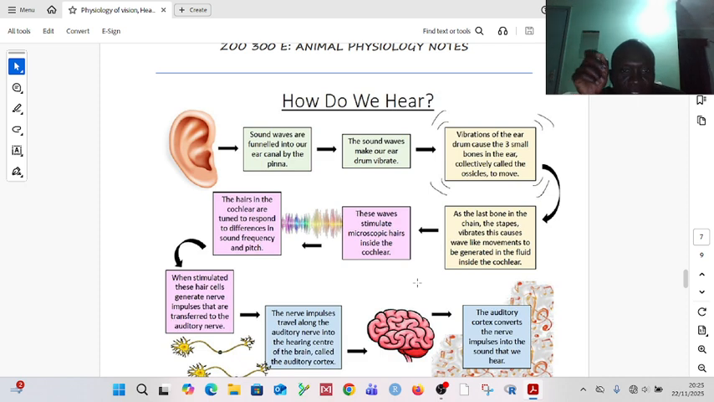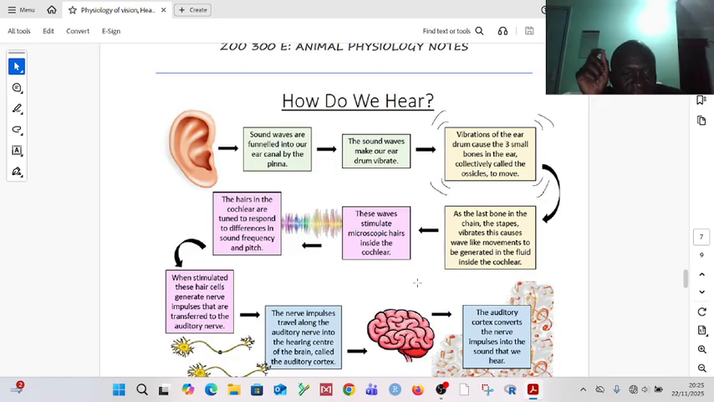Okay? So those hairs will move, will respond to the different sound frequencies. If it is very high, they will respond differently. If the frequency is low, they will respond differently. So once those hairs are stimulated, the stimulation of those hairs is what generates nerve impulses.